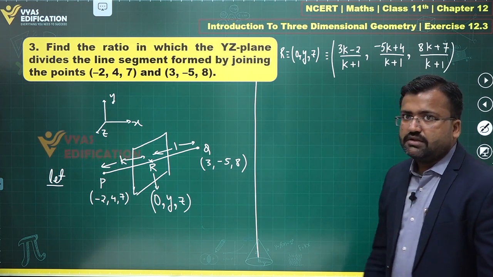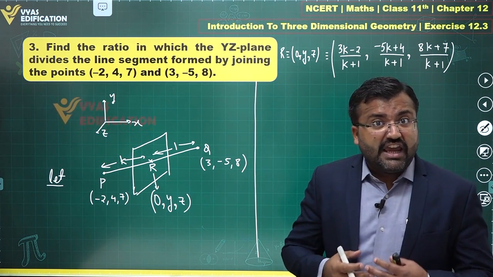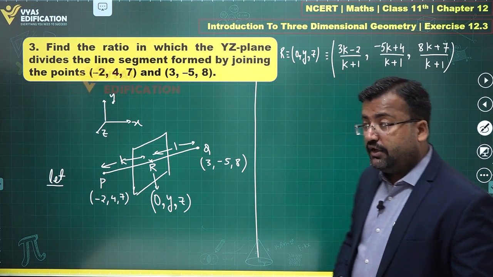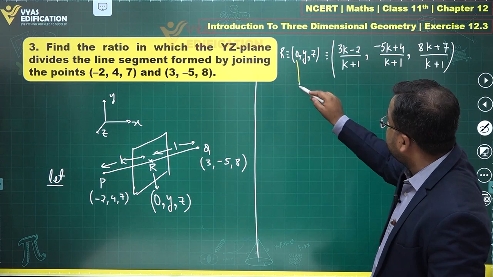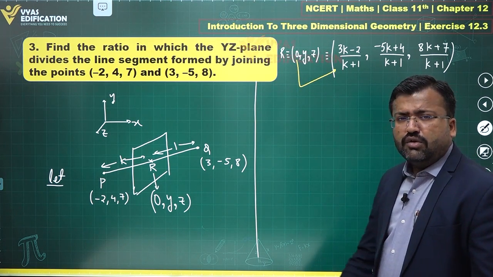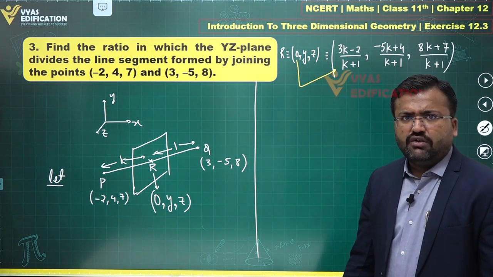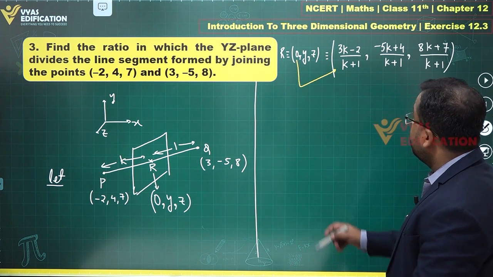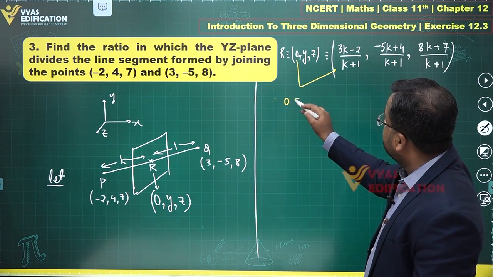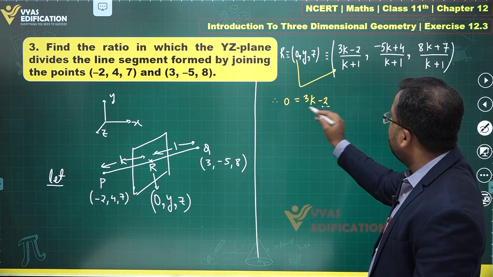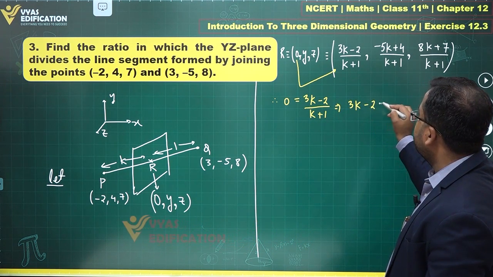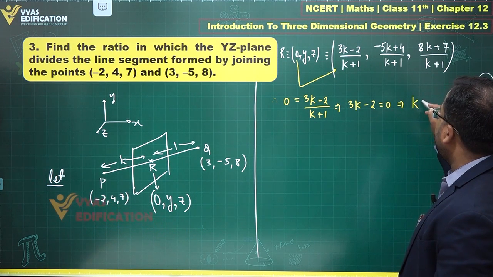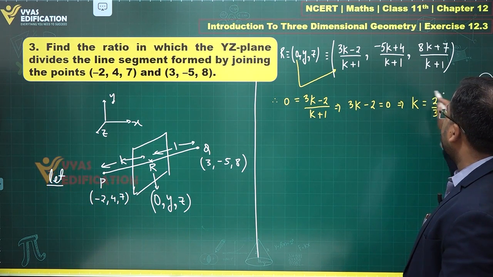Our target is to find the value of k somehow, and you can easily find it by using this 0 along with the x coordinate. What about y and z? We are not interested in that for now. We are only interested in the value of k. So 0 = (3k - 2)/(k + 1), which tells me 3k - 2 = 0. That tells me k = 2/3.